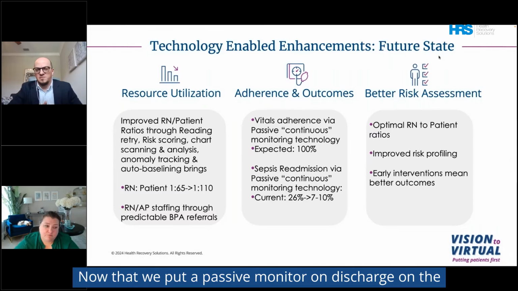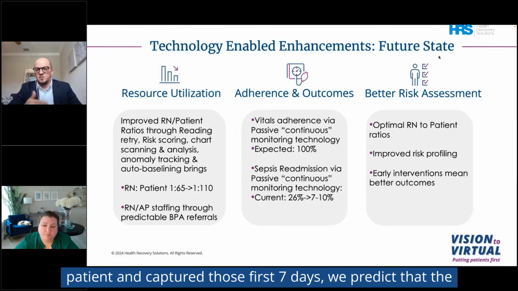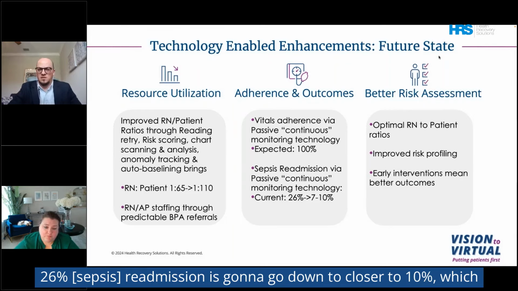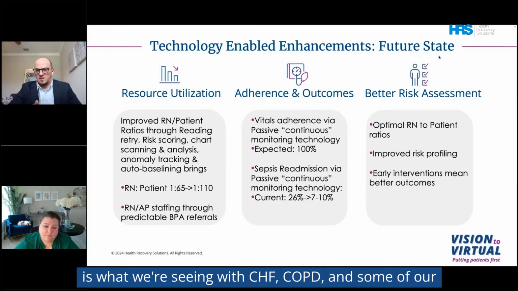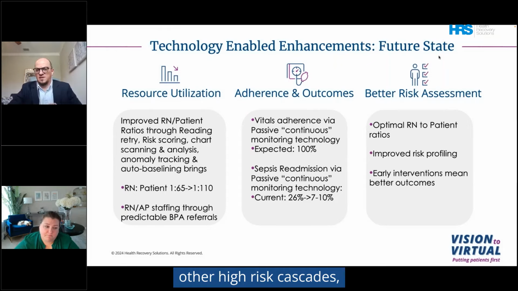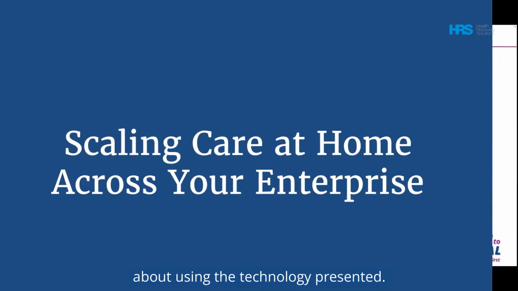But now that we put a passive monitor on discharge on the patient and capture those first 7 days, we predict that the 26% readmission is going to go down to closer to 10%, which is what we're seeing with CHF, COPD, and some of our other high-risk cascades. And that's why we're excited about using the technology presented.